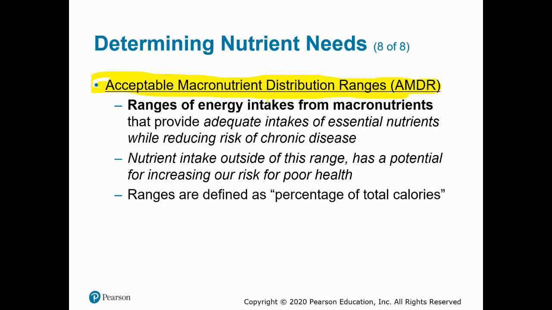So the acceptable macronutrient distribution range is the suggestion of energy intake from each of the different macronutrients. This would provide adequate intakes of essential nutrients while reducing the risk of chronic disease. Nutrient intake outside of these ranges, above or below, has the potential to increase our risk for poor health. We'll see that these ranges are defined as a percentage of total calories. Take a minute, pause if you want to, and review these three phrases because they're very important in understanding the acceptable macronutrient distribution range. AMDR is also generalized to the entire population, but it can be tweaked to meet an individual's needs.